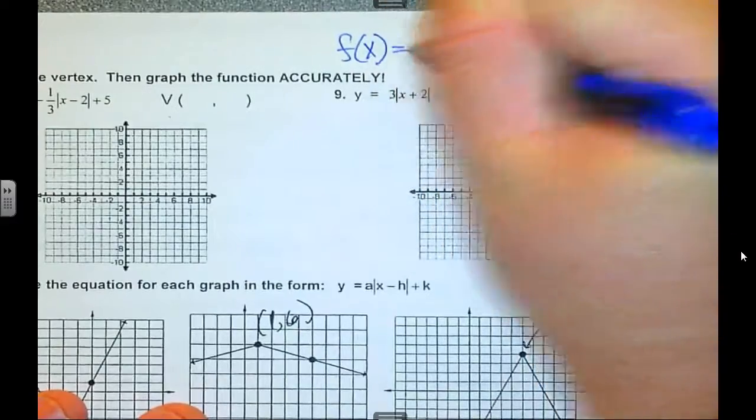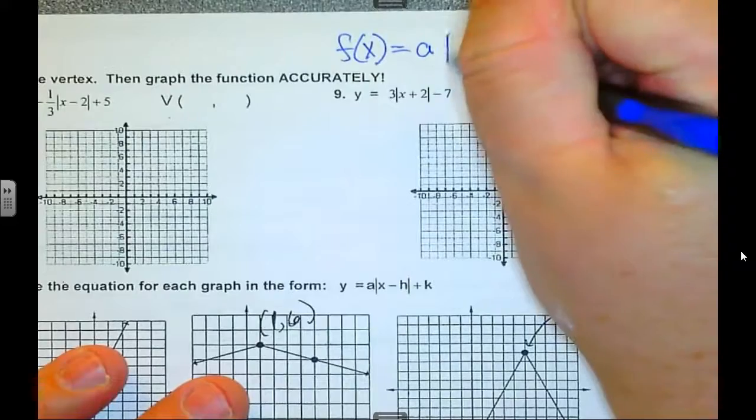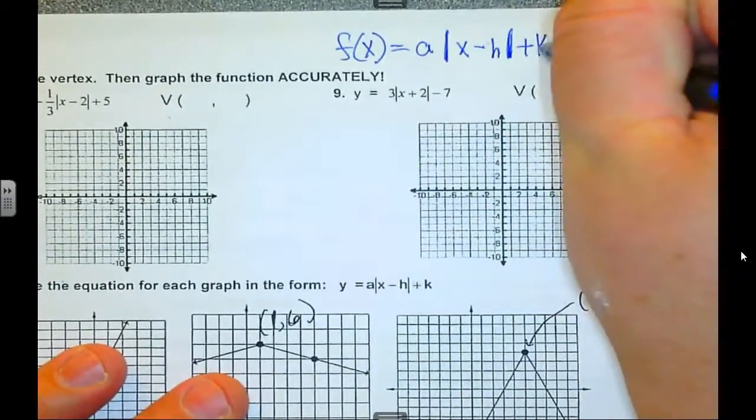Okay? Number 9. This is off of the formula, the general equation of absolute value, y equals a times the absolute value of x minus h, plus k. Everybody remember that, right?